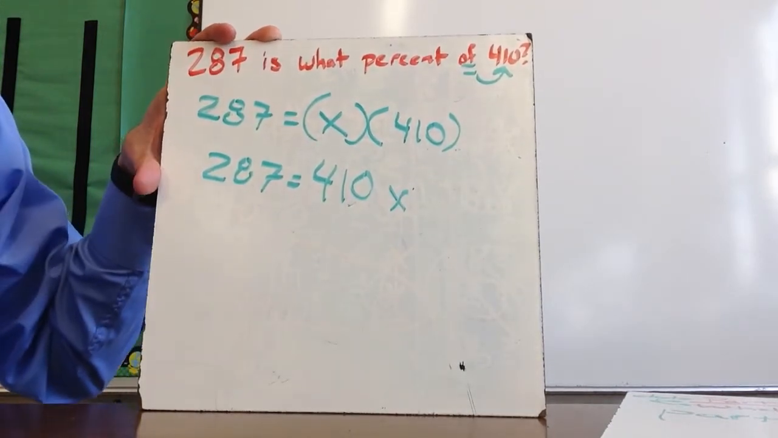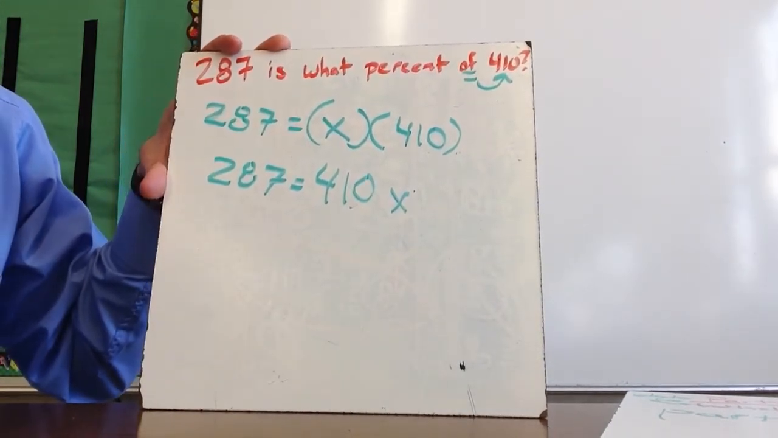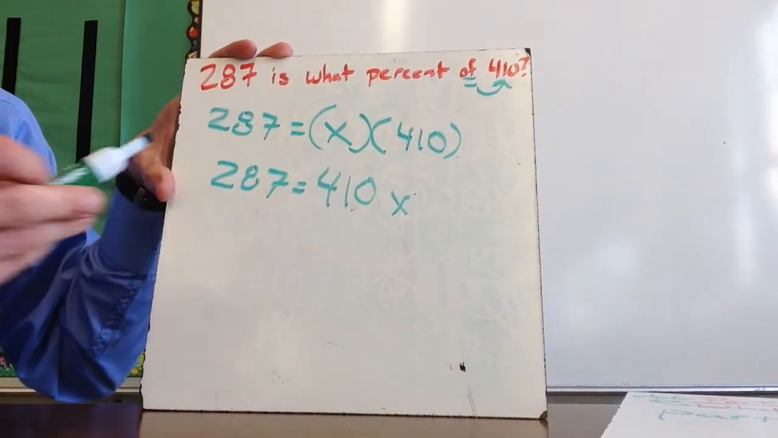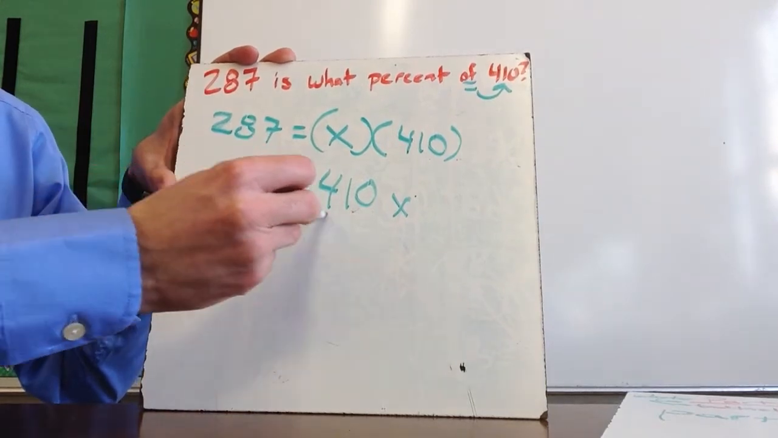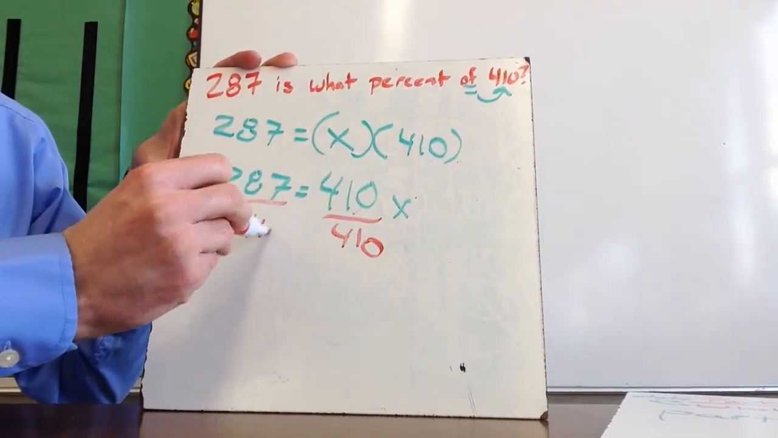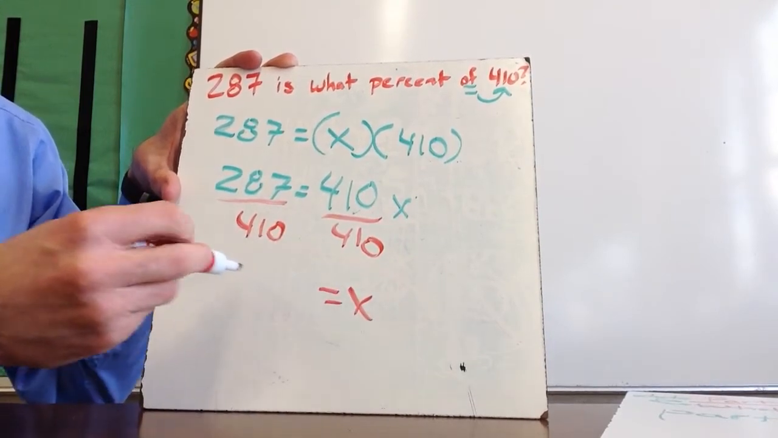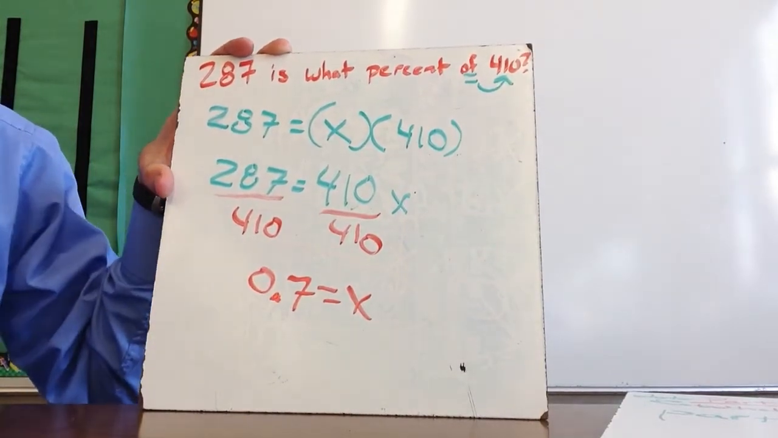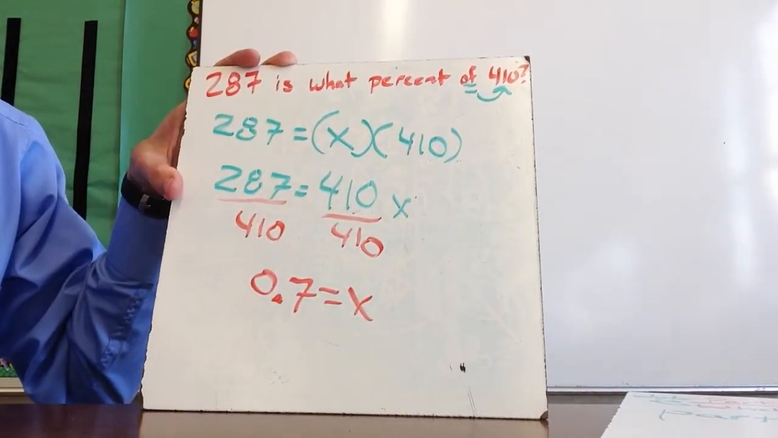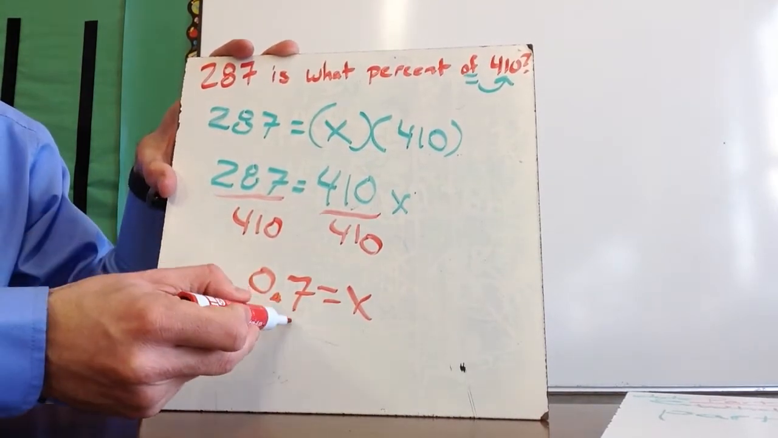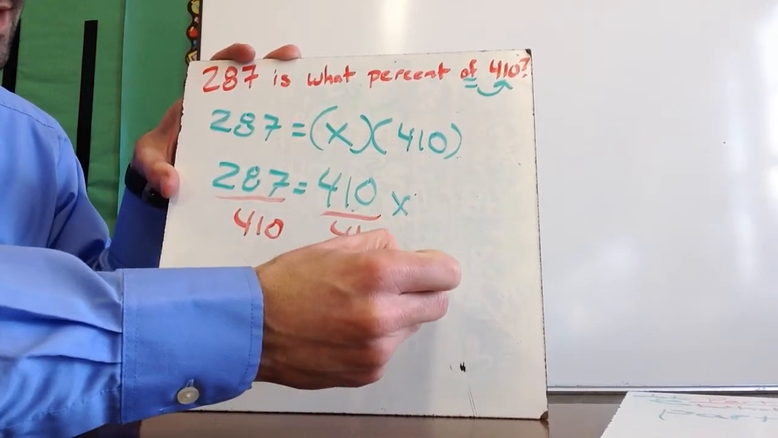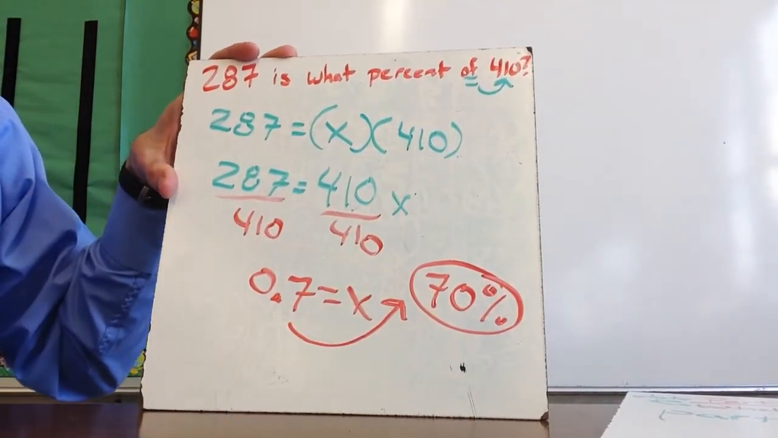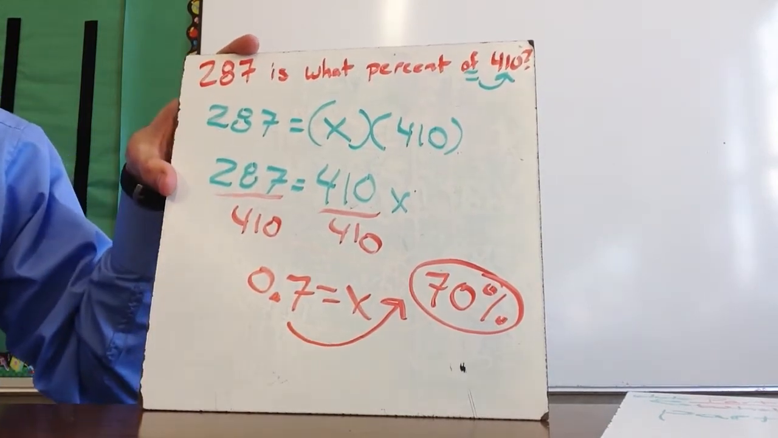So the commutative property tells me that I can multiply in any order that I want to. And so now when I divide, I'm going to divide 410 to both sides, I end up getting x equals 0.7. Now, this is where a lot of people make a mistake. That is not my final answer because it's asking me what percent. 0.7 is the percentage in decimal form. I need to transform this into a percentage, which means that my answer should be 70%. So 287 is 70% of 410.